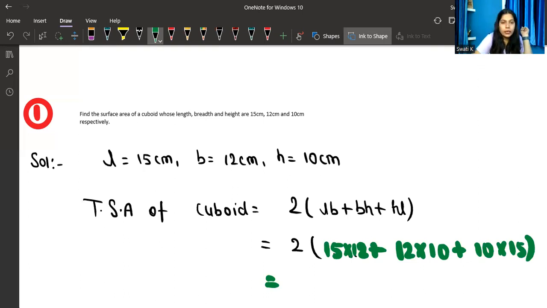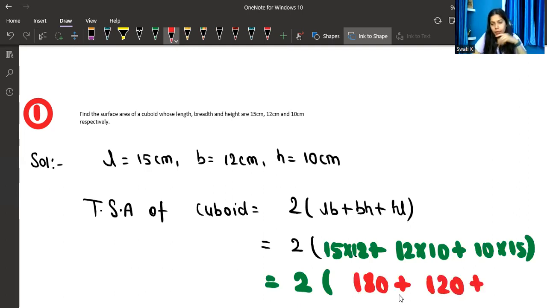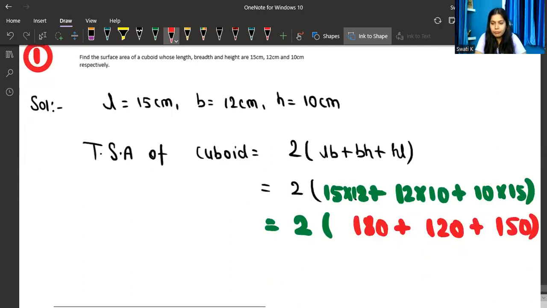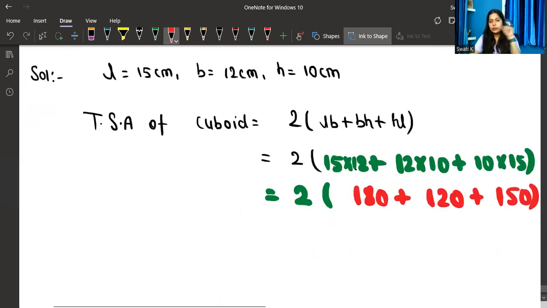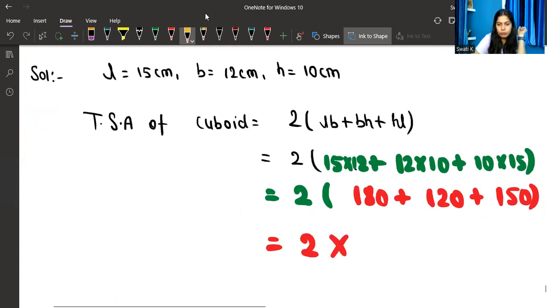15 times 12, the answer is 180. 12 times 10, the answer is 120. And 10 times 15, the answer is 150, right? So if you add 180 plus 120 plus 150, you will be getting 450. So this will become 2 times 450, and 2 times 450 is of course 900.